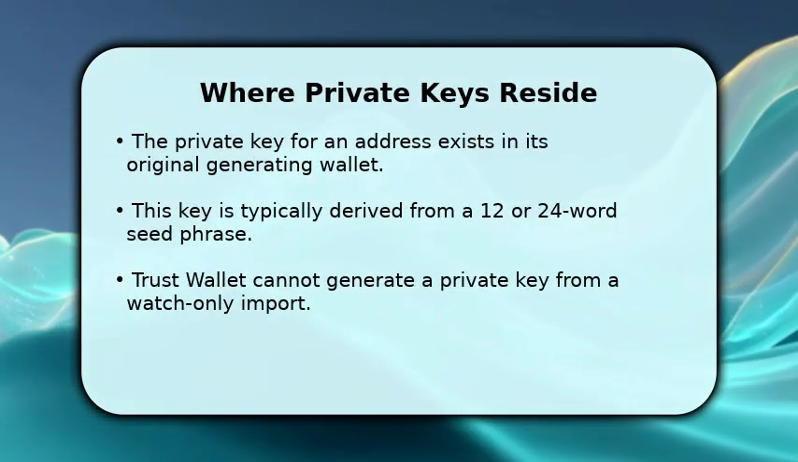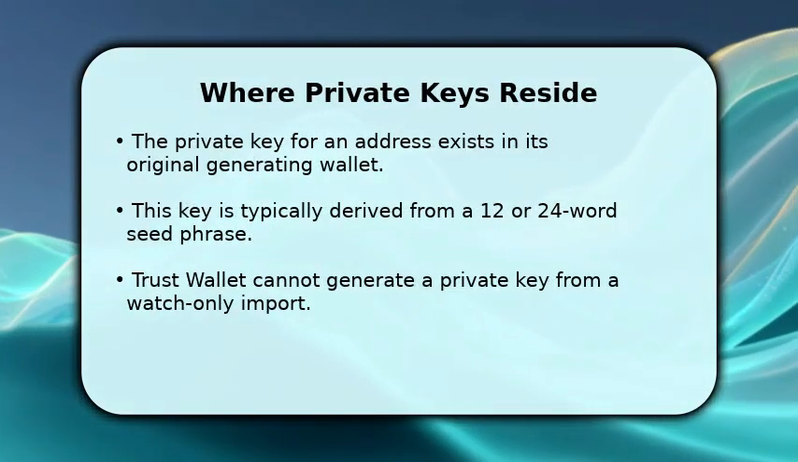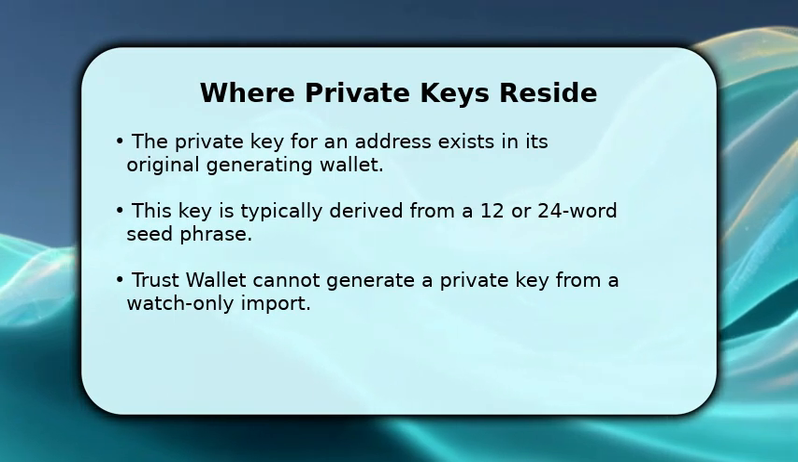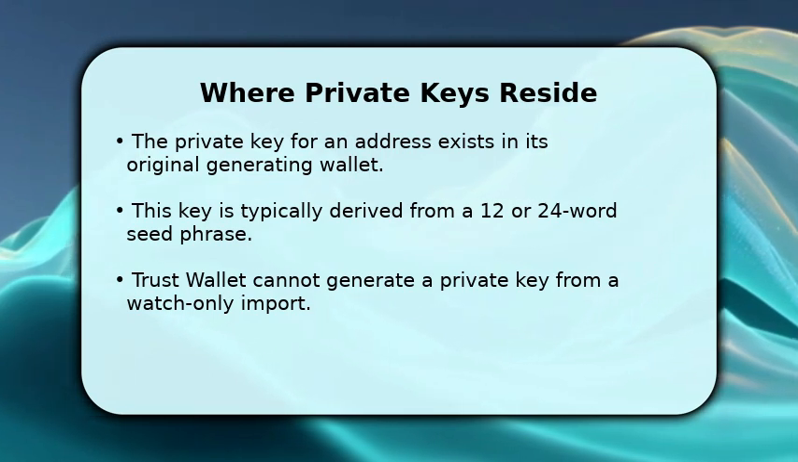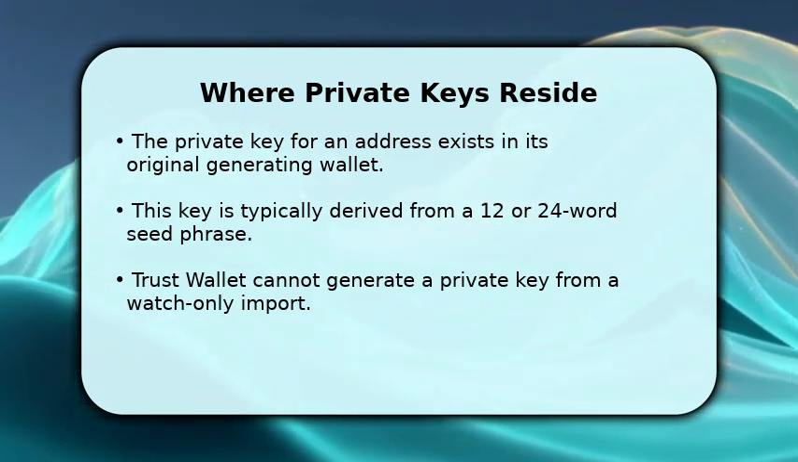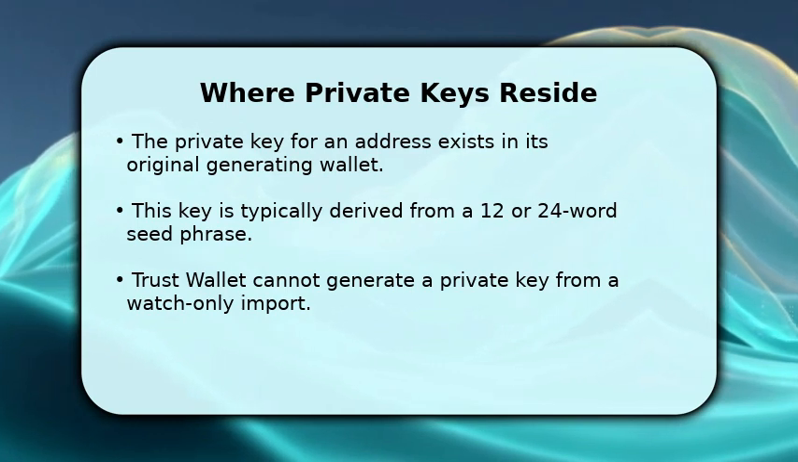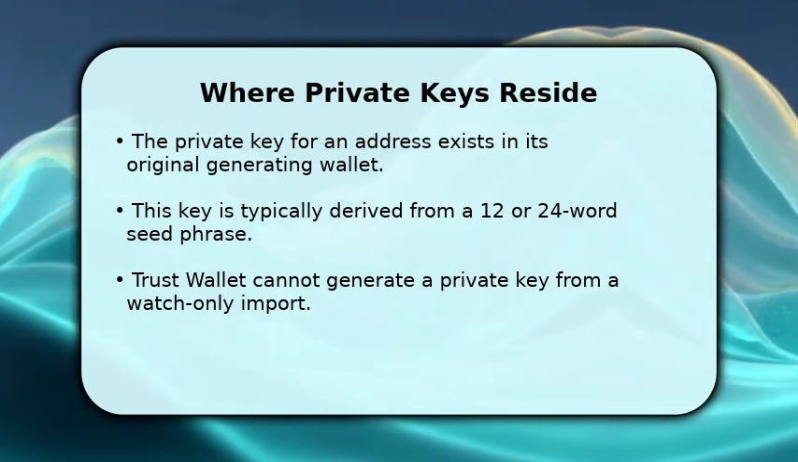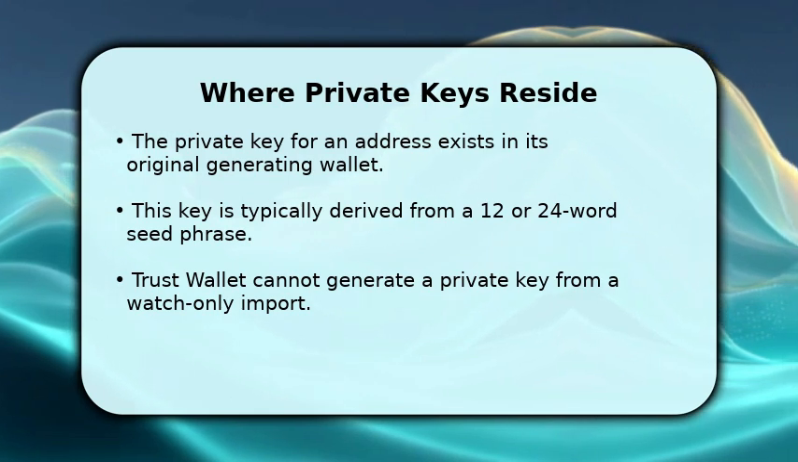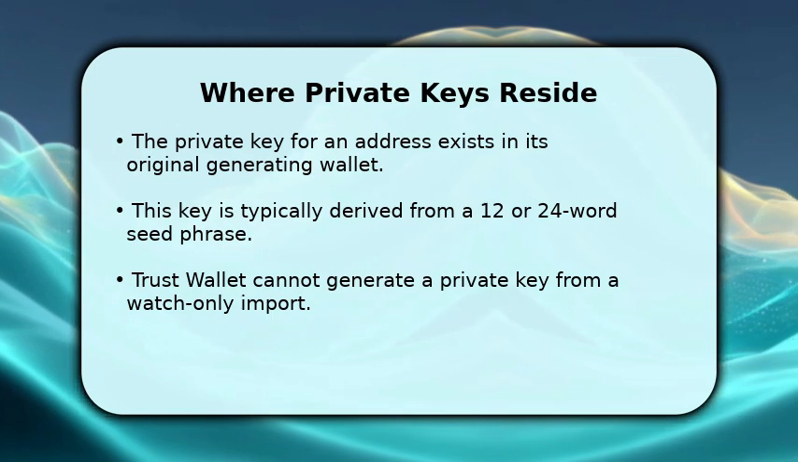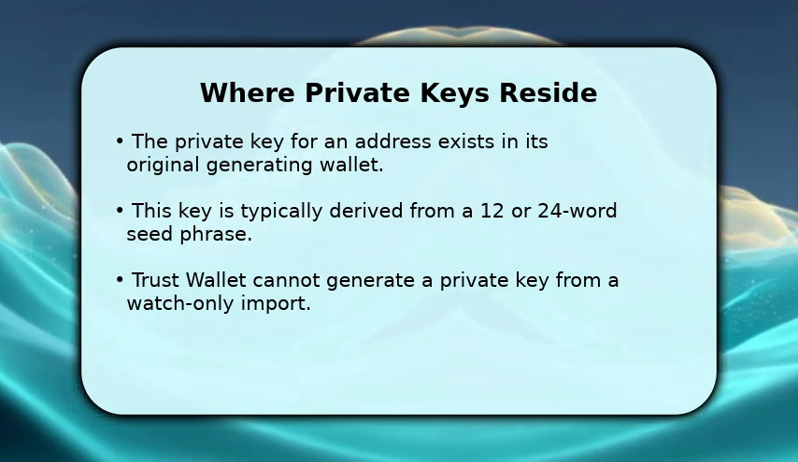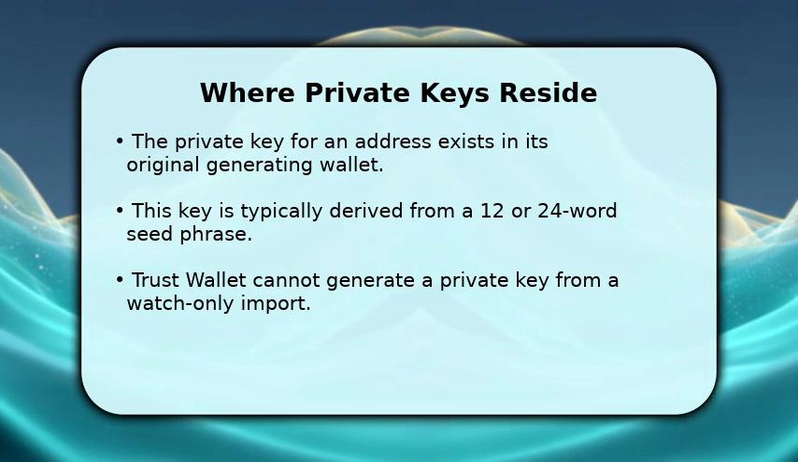The private key associated with any cryptocurrency address is generated and stored by the wallet where that address was originally created. This is usually linked to a unique seed phrase, often 12 or 24 words long, which acts as the master key for all addresses within that original wallet. Trust Wallet, when importing a watch-only address, only receives the public address, not the underlying private key or seed phrase.